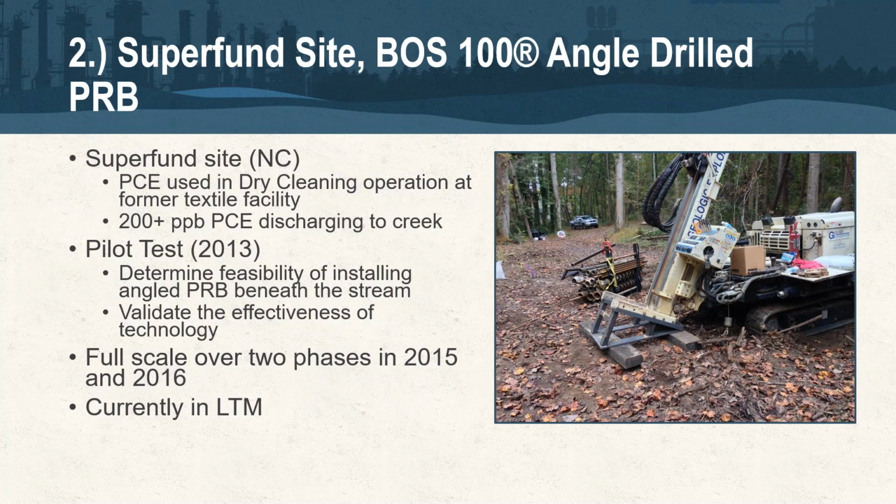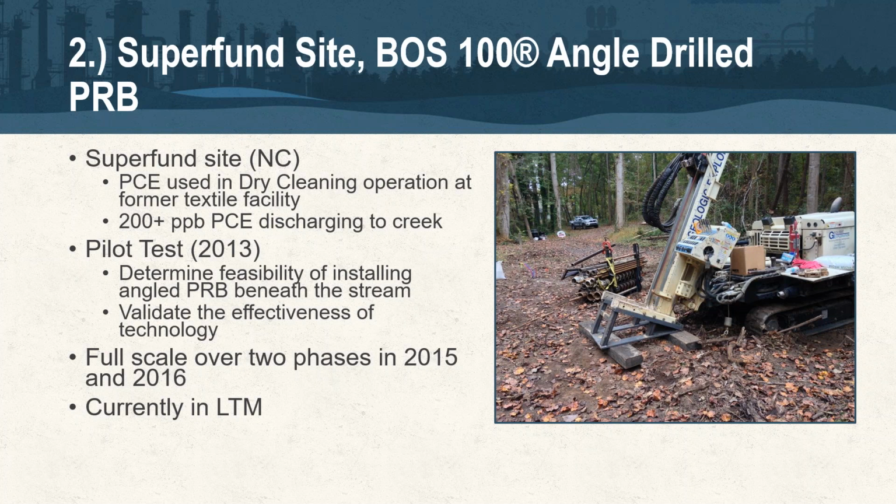Secondly, we'll talk about a site kind of on the opposite end from the concentration standpoint. Relatively low, or 200 ppb PCE, was discharging into a creek at a site in North Carolina. Back in 2013, a pilot test was performed, and then 2 rounds of full scale were completed in 2015 and 16, and it's currently in long-term monitoring.